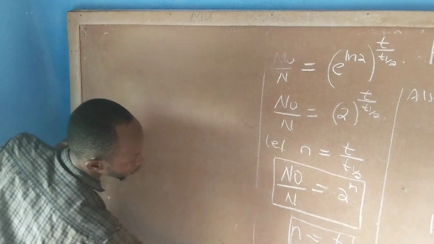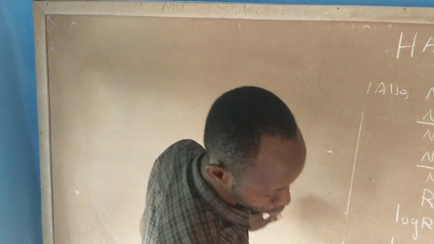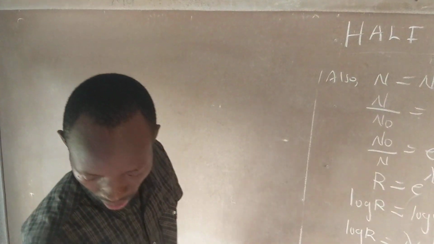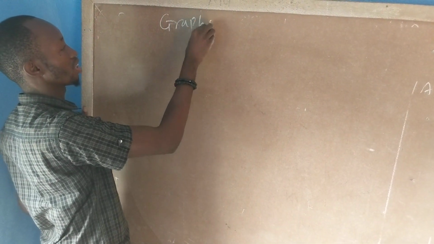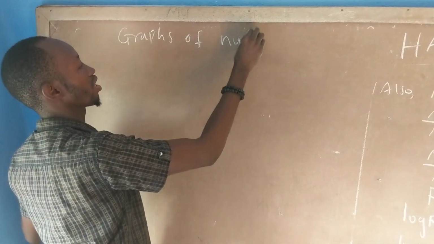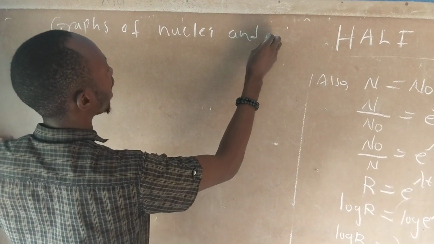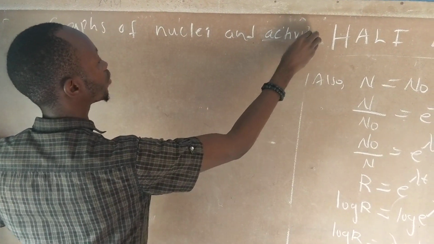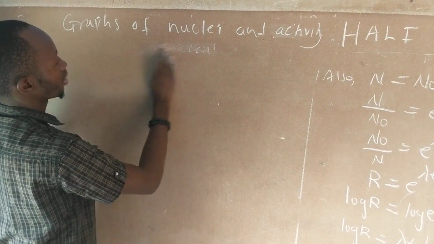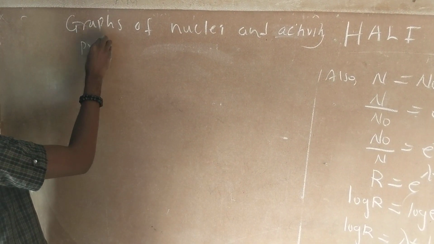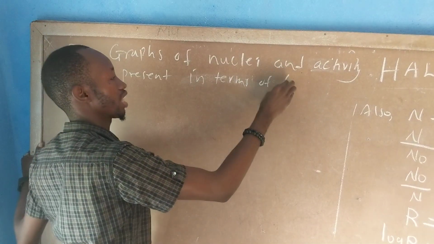This is the basic. So when those formulas are mastered, there is no question at WASSCE level which you will not be able to solve. So the last part now, how we can have the relation graphs of nuclei and the activity present in terms of time.